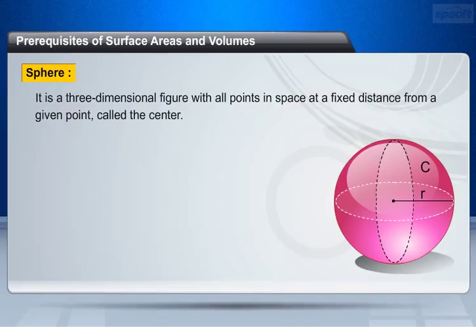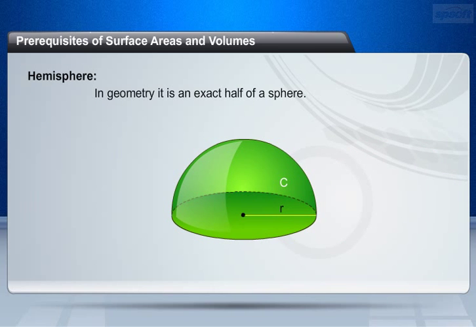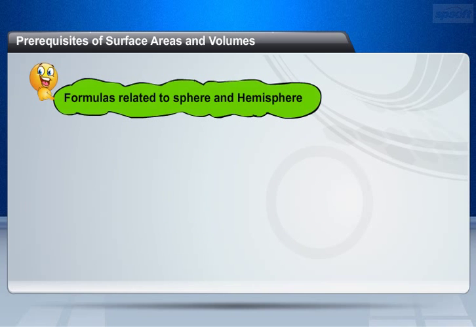Sphere. It is a three-dimensional figure, with all points in space at a fixed distance from a given point, called the center. Hemisphere. In geometry, it is an exact half of a sphere. Let us see some of the formulas related to sphere and hemisphere.